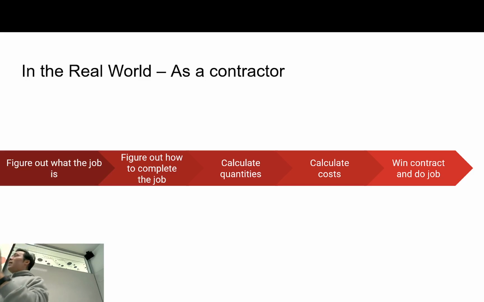Okay, so in the real world as a contractor, this is how you actually complete a job. There are 5 steps to this. You need to figure out what the job is. You need to figure out how to complete the job, calculate the quantities, calculate the costs, and then actually win the contract, okay? So what does this actually look like?